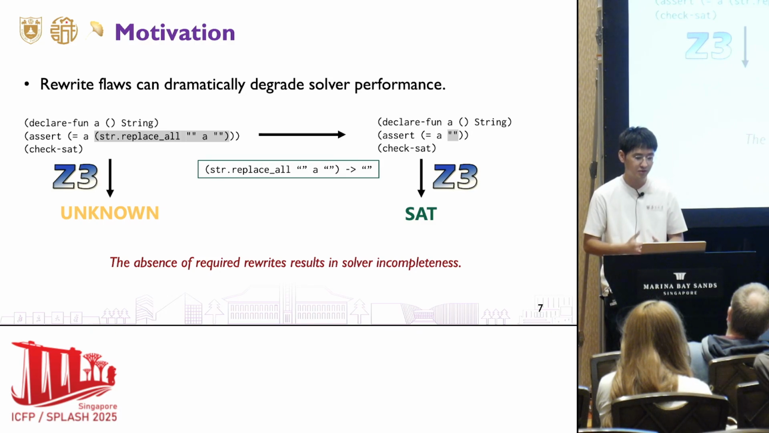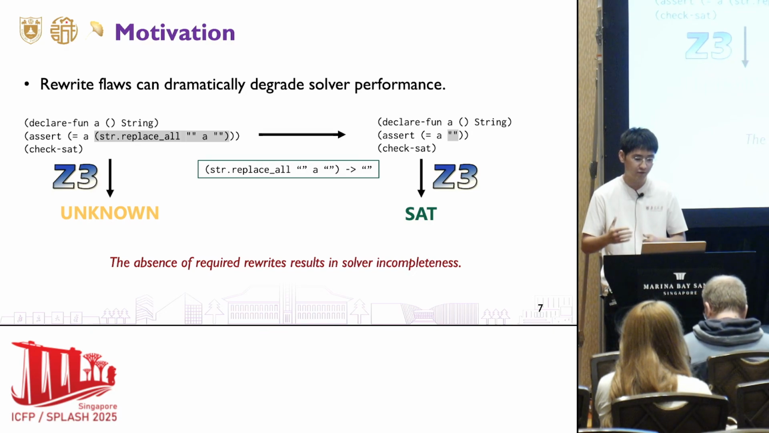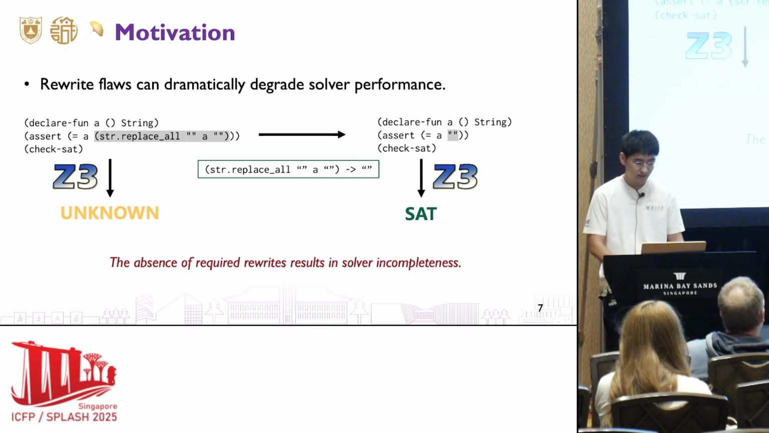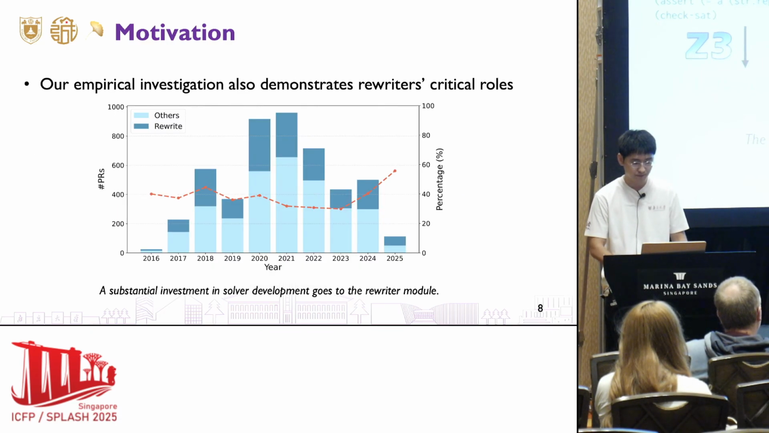After a closer look, we found the root cause: a missing rewrite rule. In fact, if we replace A inside an empty string with another empty string, the result is still an empty string. So the formula can be rewritten into the simpler form on the right, which the solver can easily solve. This shows that a missing rewrite can cause completeness issues in solvers.